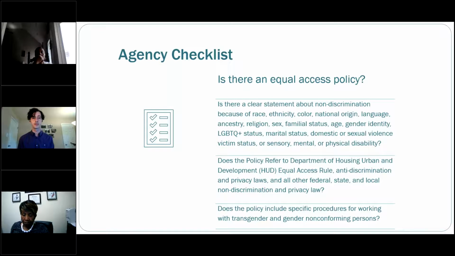Does your policy refer to the Department of Housing and Urban Development's equal access rule, anti-discrimination and privacy laws, and all other federal, state, and local non-discrimination and privacy laws? And does that policy include specific procedures for working with trans or transgender and gender non-conforming persons? All right. Okay, moving on.